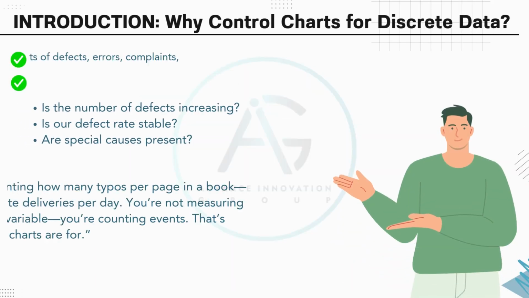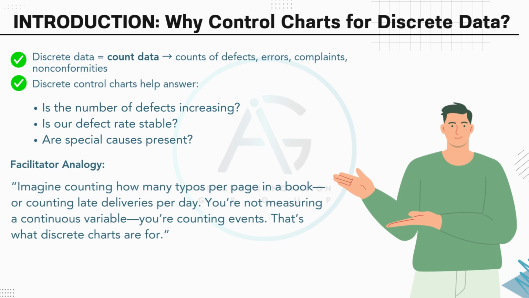In this slide, let's begin by understanding why we use control charts for discrete data. First, discrete data refers to count data, things we count, like the number of defects, errors, complaints, or nonconformities. These are not measured on a scale, but counted as whole units.